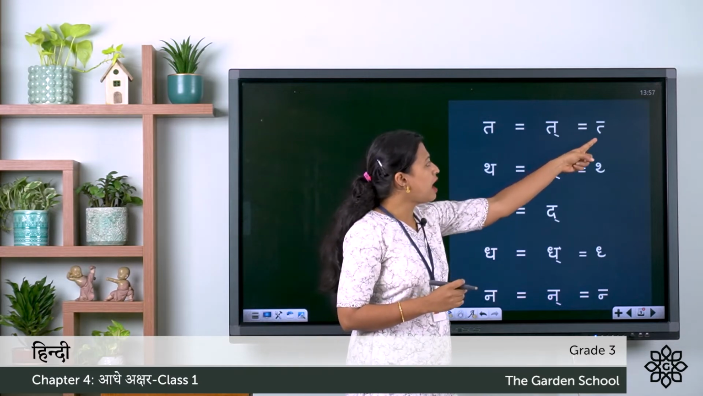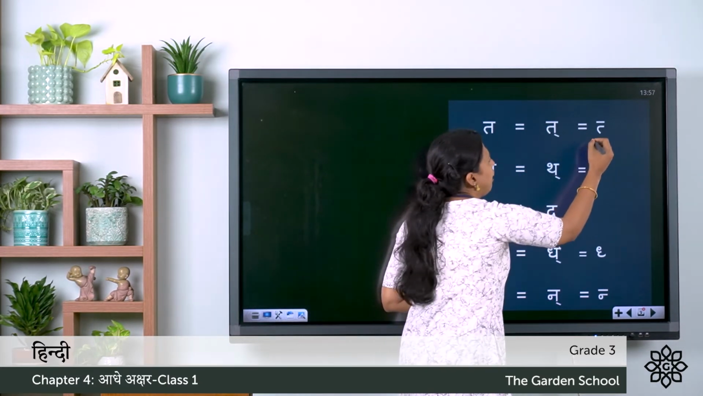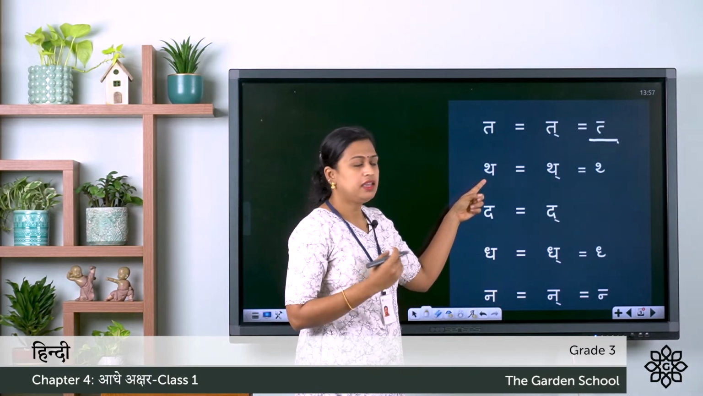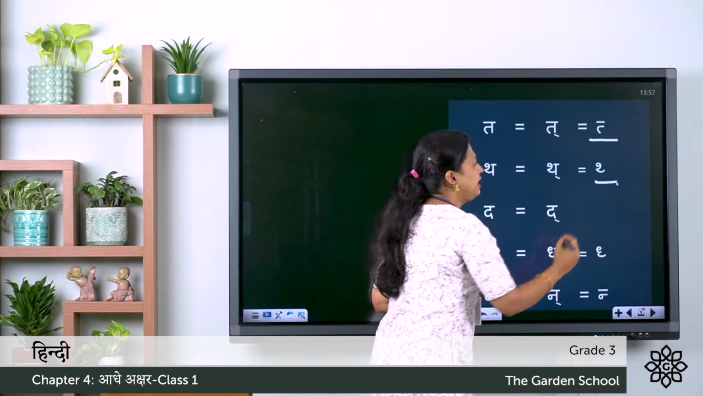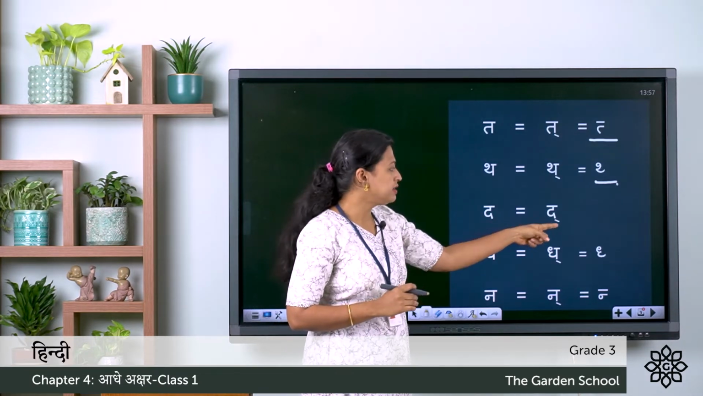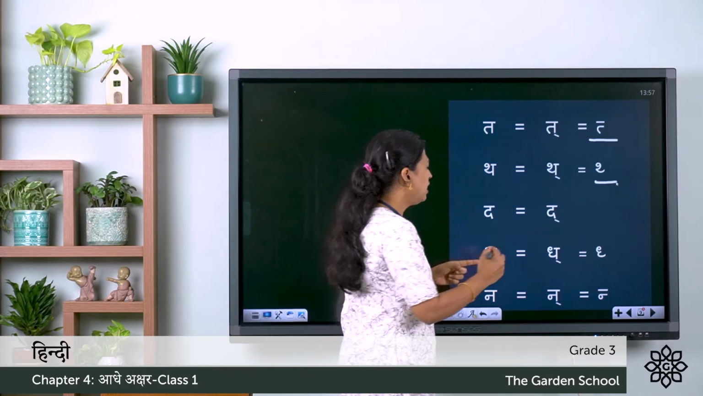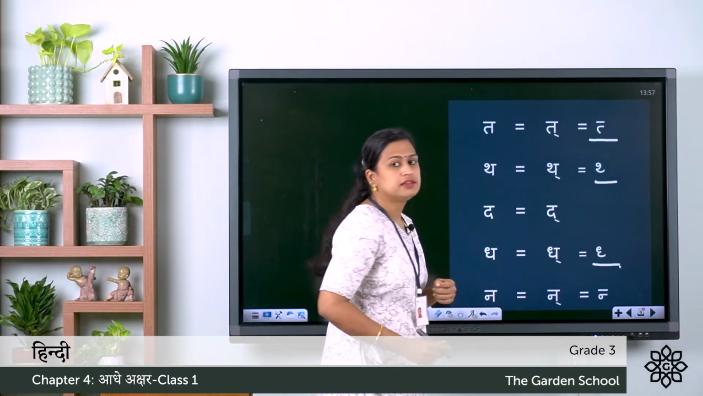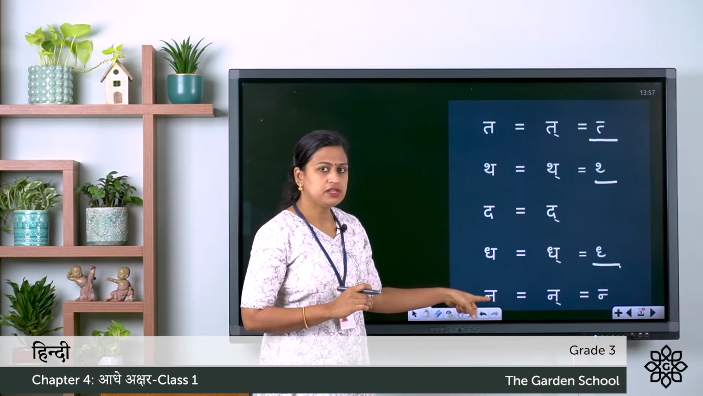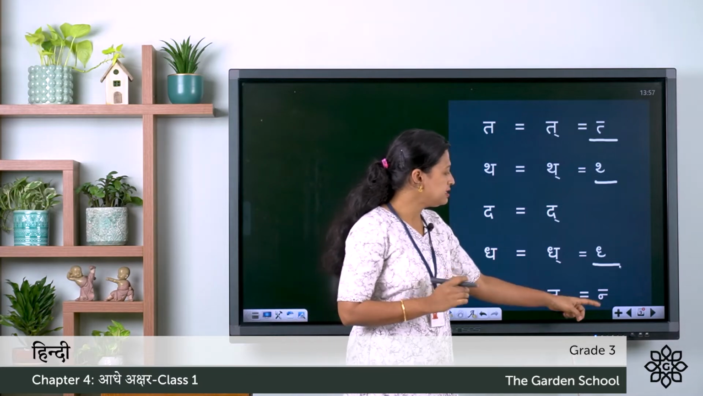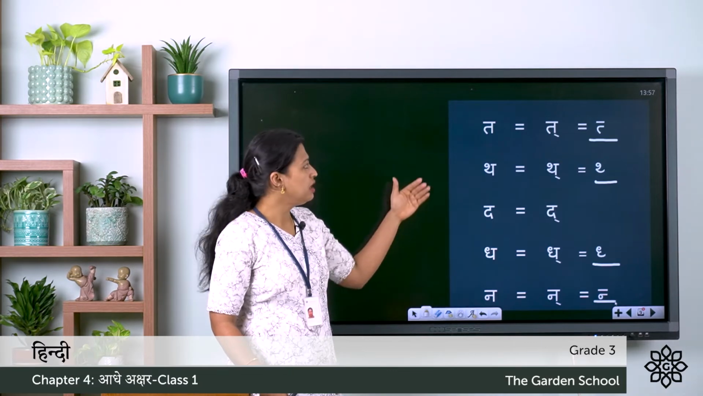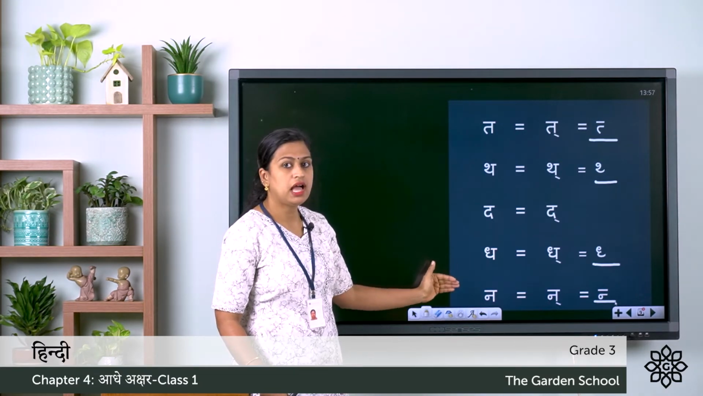Here you can see the half form of ta is without the standing line. Next one is tha. Here also there is no standing line in the half form. Next letter is da. Da is written with the halant symbol. Next Vyanjan akshar is dha. The half form of dha is without the standing line. And the next Vyanjan akshar is na. Half of na is without the standing line. So this was about the Vyanjan akshar ta, tha, da, dha, na.